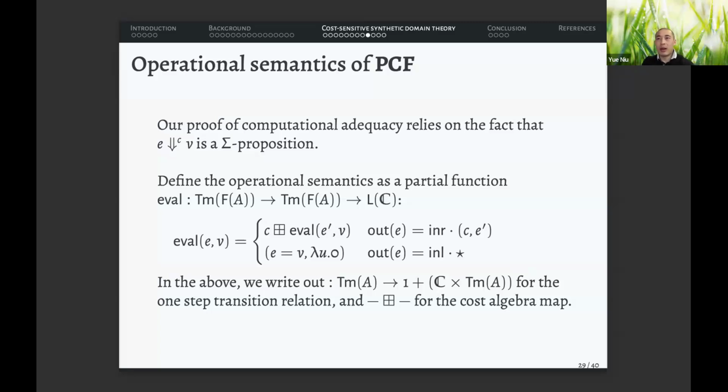Now we need to define the operational cost semantics of PCF. A point that we need to take care of is that in the proof of computational adequacy, we need the fact that the operational cost semantics can be seen as a sigma proposition. To this end, we'll define this evaluation or operational semantics as an actual recursive function in CAF. And the idea is that we'll take the one-step transition relation, which here we call out, that takes a term and tells you whether it's terminated or has not terminated. And we'll repeat this one-step relation in terms of a recursive function. And we'll use the cost algebra map to accumulate the cost along the way.